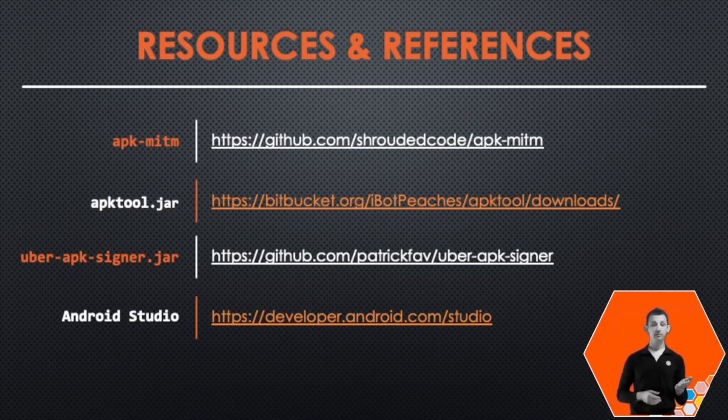And we'll start with APK Mitm. So there's a GitHub here at Shroudedcode, and this is a Node.js package, so you do need to have Node running, obviously. And the GitHub repo there has a very nice walkthrough. Basically, once you have Node and the Node Package Manager, NPM, installed on your Mac or Linux device, and of course you can do this in Windows as well, you just run npm install apk-mitm and you're set.